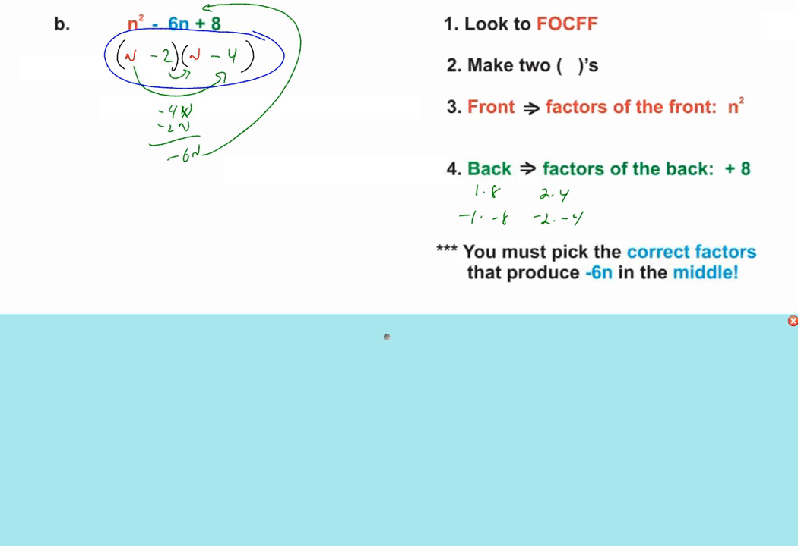Now, by the way, did anybody have n minus 4 times n minus 2? Anybody have the negative 4 in the front and the negative 2 in the back? Nobody? You could, though, right? Commutative property. So n minus 2 times n minus 4, or n minus 4 times n minus 2. How many got that correct? Okay. Questions?